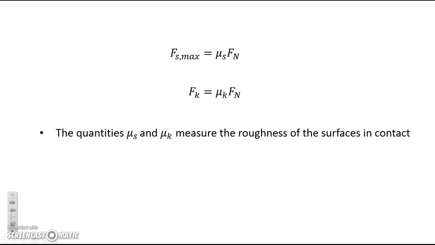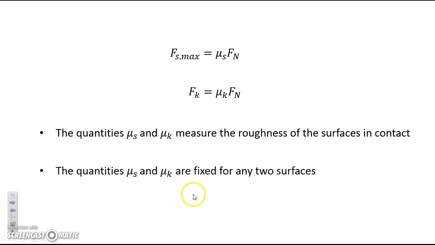A few notes on the two equations. Here they are. That's the static friction equation, and here's the kinetic friction equation. We see they're nearly identical. These quantities tell us something about the roughness of the surfaces that are sliding across each other or that aren't sliding across each other. They also are fixed for any two given surfaces. If you want to look at concrete on tires or rubber, let's say, concrete and rubber have a fixed value of mu k and mu s.